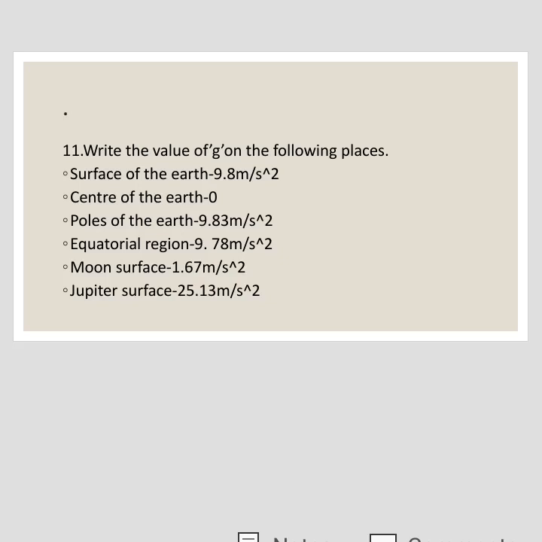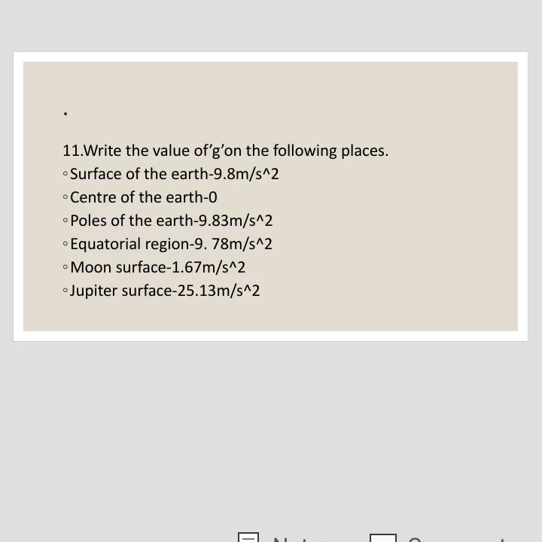And question number 11. Here this is a very important question. This is 1 mark, very important short answer. Write the value of g at the following places. Surface of the earth, 9.8 meter per second square. We all know that because it is very important while solving numerical problems. And center of the earth, 0. In this state the body will have the state of weightlessness. And poles of the earth, 9.83 meter per second square. Equatorial region, 9.78 meter per second square.